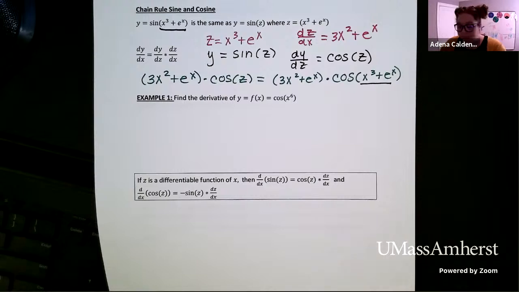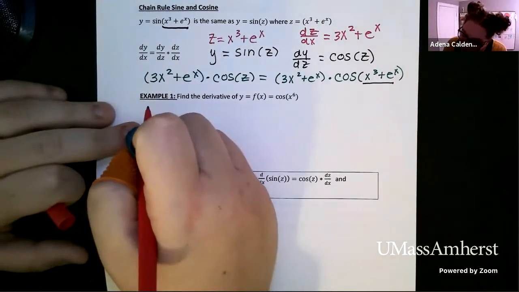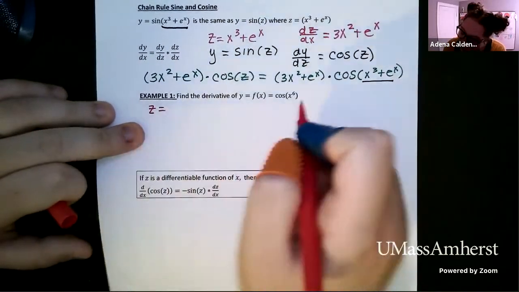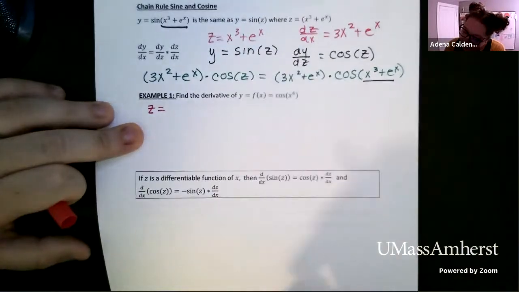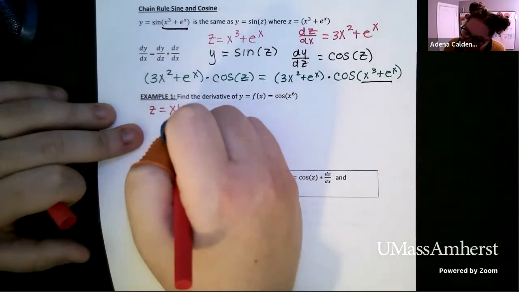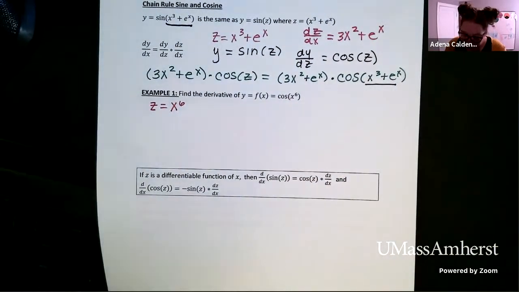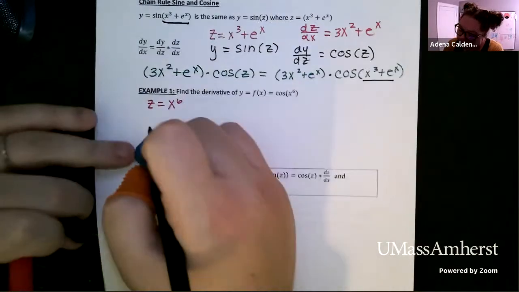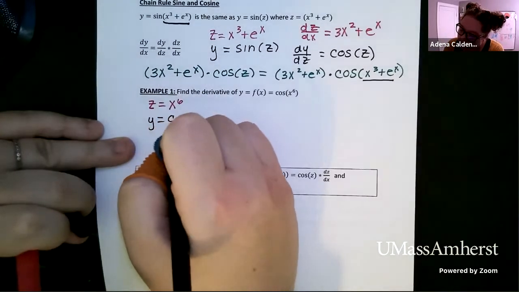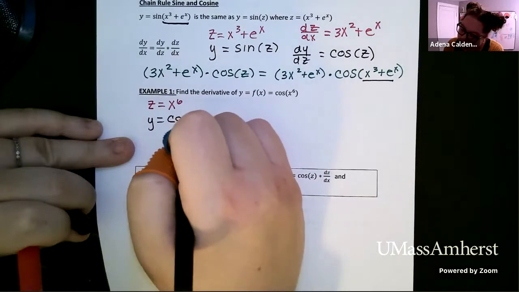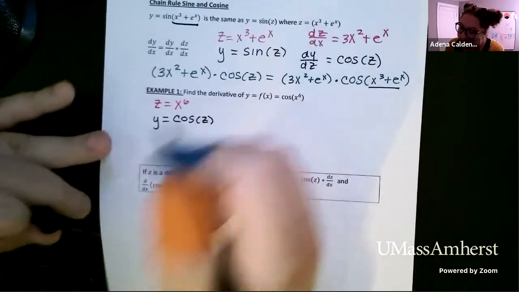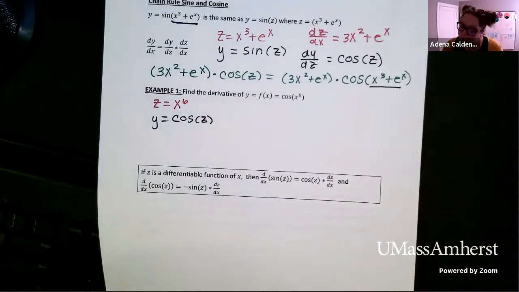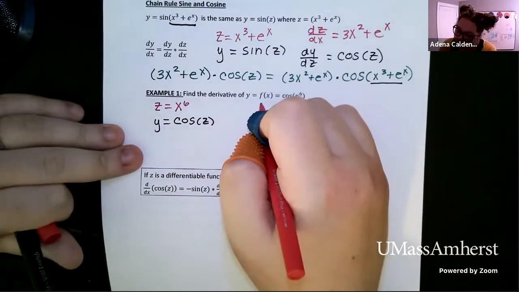All right, so let's take a look at this. We start by identifying our z. Again, we're looking at whatever is inside the function. So here that is x to the 6th. Then we want to rewrite our function with our z in it. So here that's going to be cosine of z. And now we want to find each of these terms' respective derivatives.